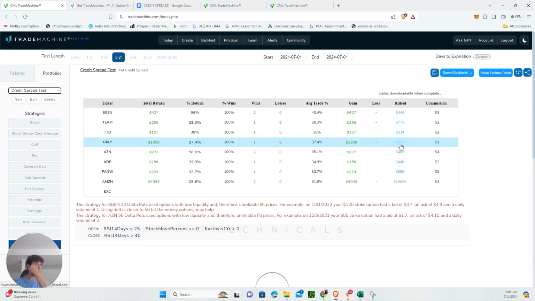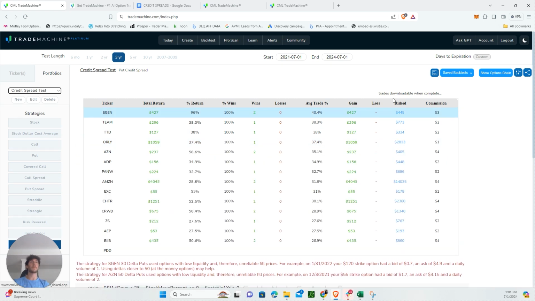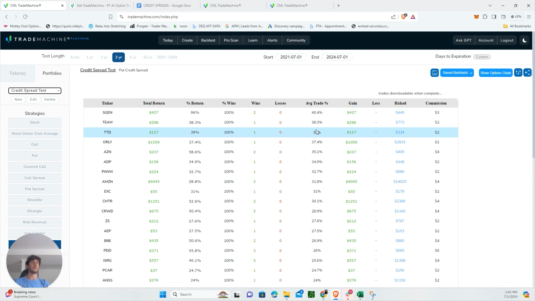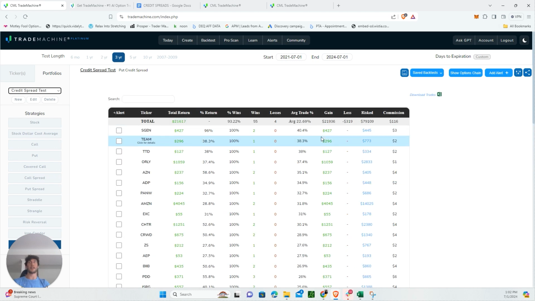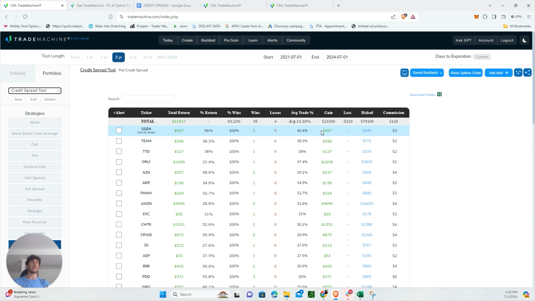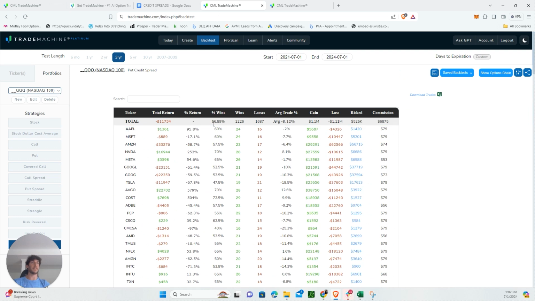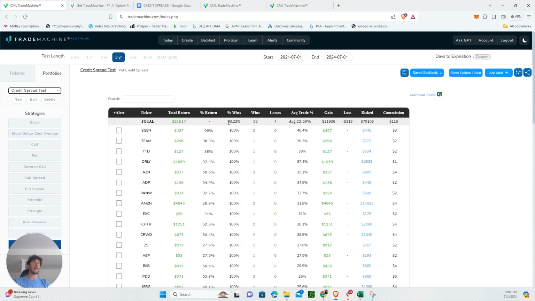And now watch the results. This is where it gets really, really cool. So this is rerunning right now with a selection of those stocks from the existing one. So now, all of a sudden, we went from a 56.89% win rate with an average trade of negative 8.12 to a 93.22% win rate with an average trade of 22.69%. That's how Trade Machine gets really, really powerful.